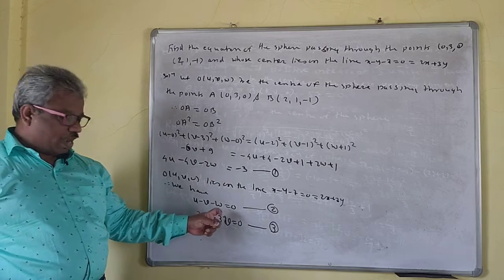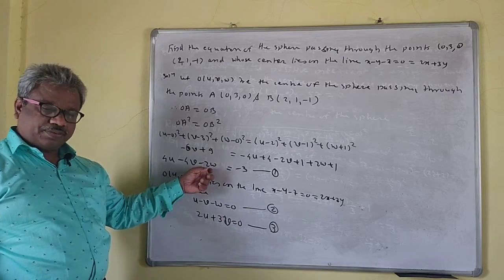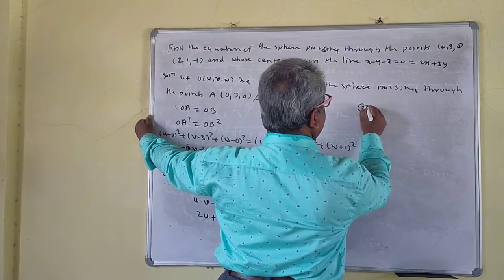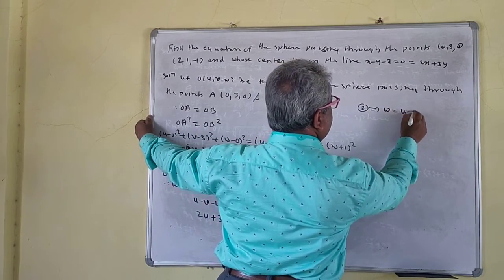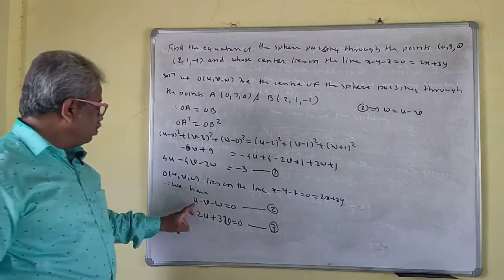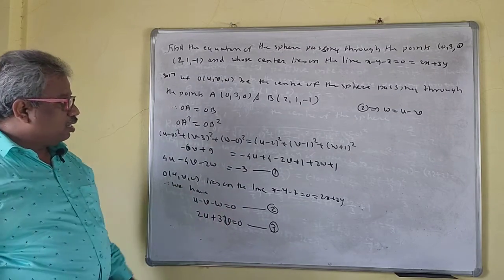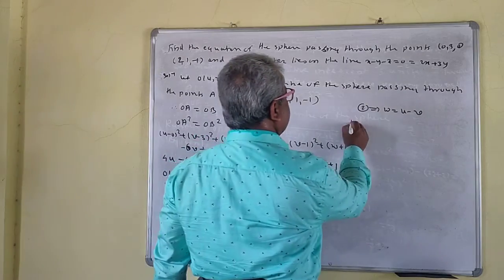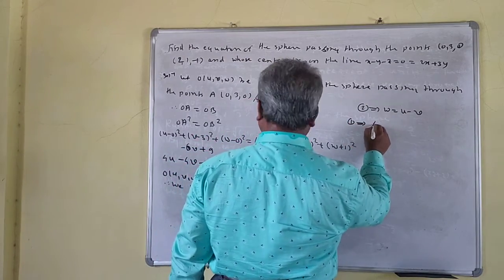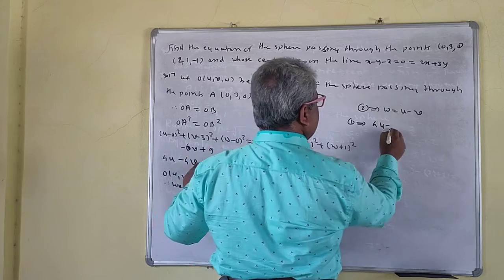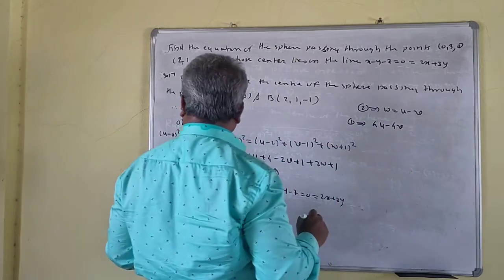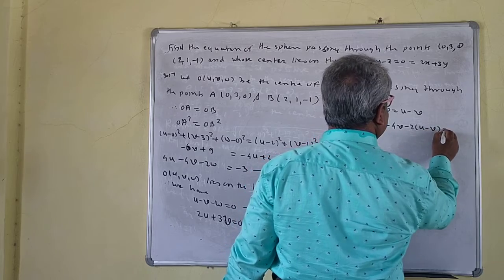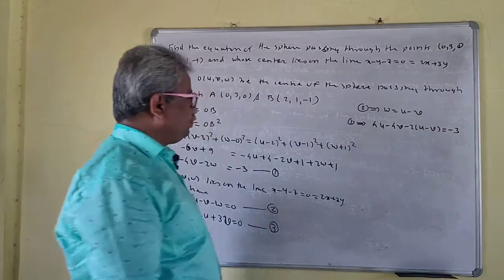So what we do, we'll find the value of w here and we'll put the value of w here, then we'll solve this. Okay, so 2 implies w is equal to u minus v. We'll put the value of w in 1. So 1 implies 4u minus v minus 2u minus v is equal to minus 3.